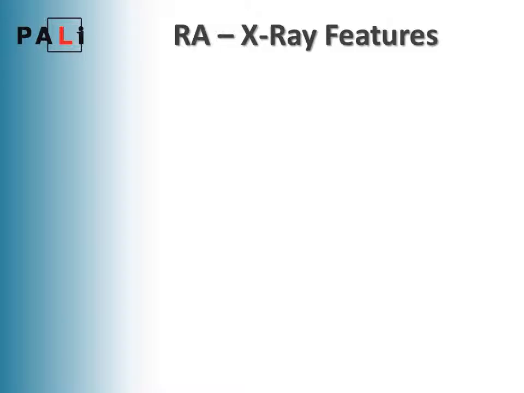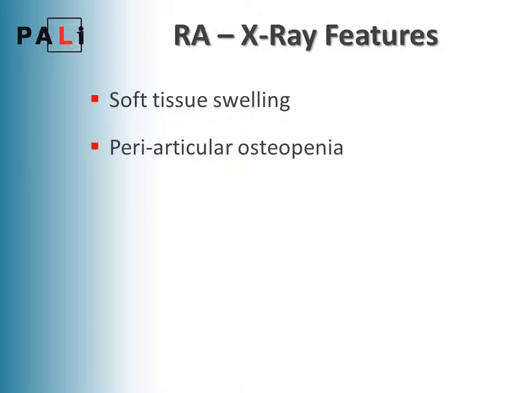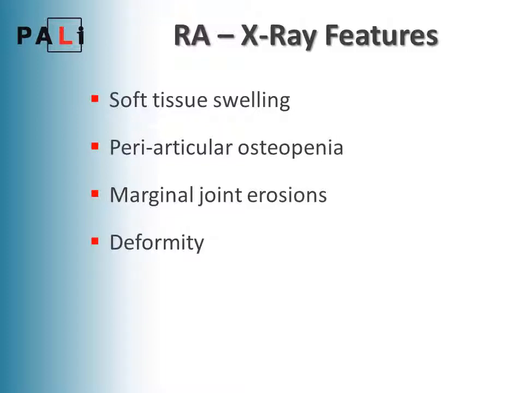Unfortunately I haven't got any actual x-rays of this, but x-ray features of rheumatoid arthritis show the soft tissue swelling. And by that you mean the inflammation also affects the tissues around the joints. They swell up due to edema. There's periarticular osteopenia, so the bones appear looser around the joints affected. And there's erosions actually of the joint surfaces, particularly around the edges, the margins. And these generally result in deformity.